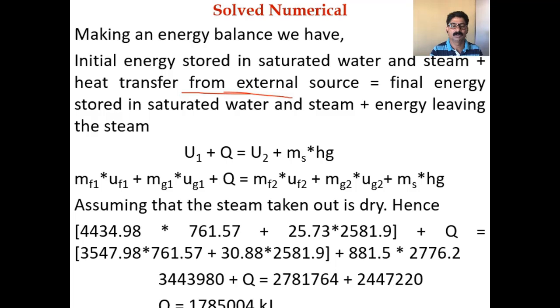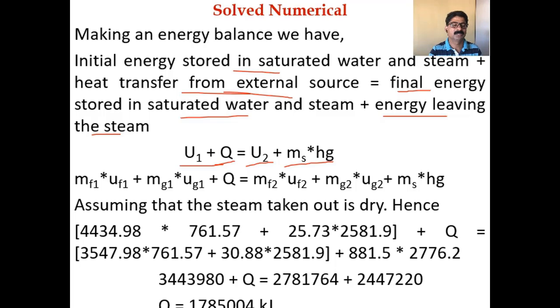So this is equal to the final energy stored in the water plus the energy leaving with the steam, because some steam is already being taken out, 881.5 kg. Along with that, some heat is removed. So the energy balance is U1 plus Q, that is the initial energy of the water and steam mixture plus heat supplied, equal to final internal energy plus Ms into Hg.